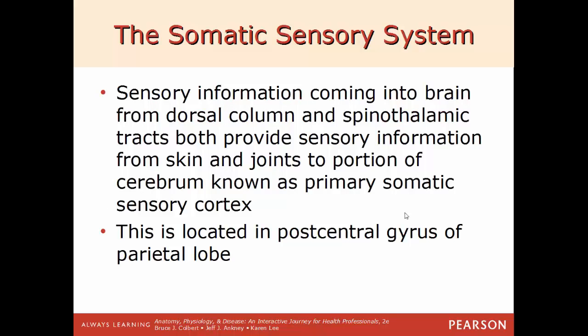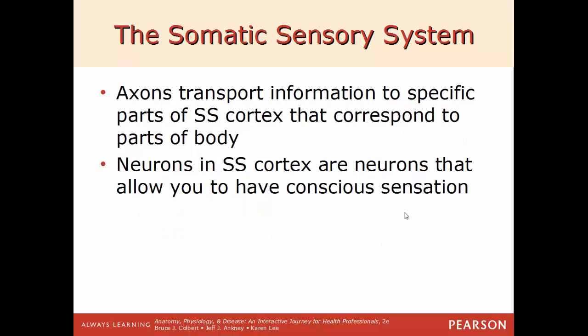Now, sensory information going into the brain from the dorsal column or the spinothalamic tracts provides sensory information from the skin and the joints to a portion of the cerebrum called the primary somatic sensory cortex. Now, this is located in the postcentral gyrus of the parietal lobe. The axons will transport information to a specific part of the somatic sensory cortex that will correspond to parts of the body. So neurons in the somatic sensory cortex are neurons that allow you to have conscious sensations.